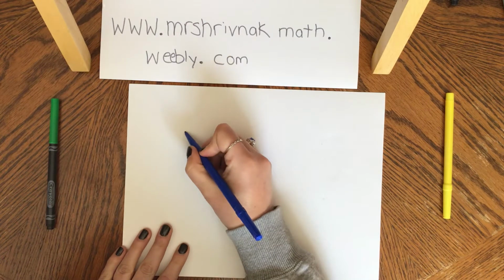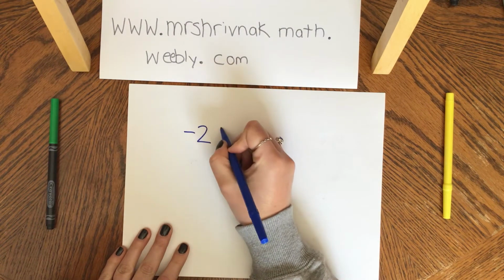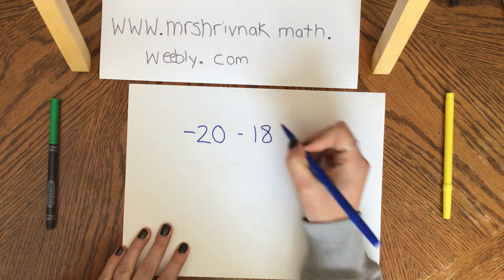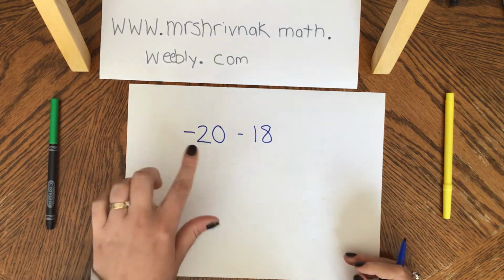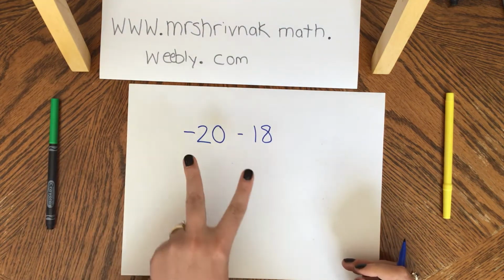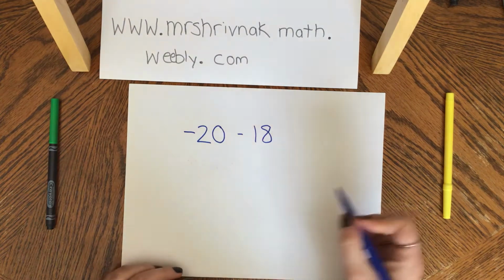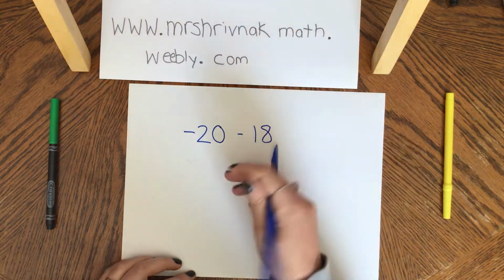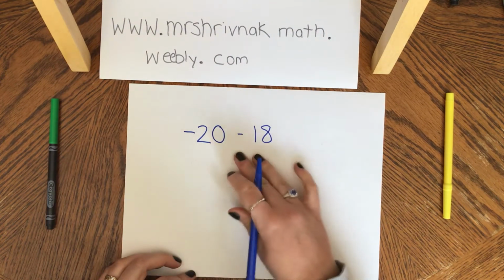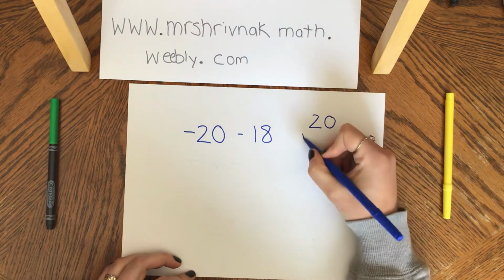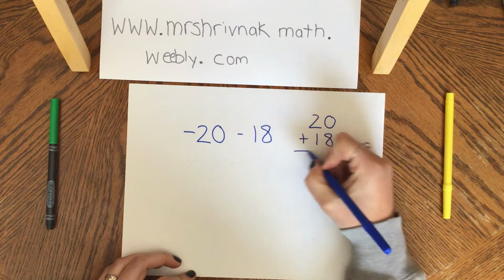Let's say that I have -20 minus 18. Same signs keep and add. Keep means that I'm keeping whatever sign I have. It's the same, it's negative, I'm keeping it negative. So my answer is going to be something negative. But if I have the same signs, I keep and add. So that means that I'm going to add these two numbers together.